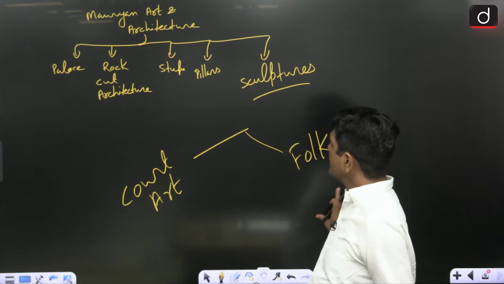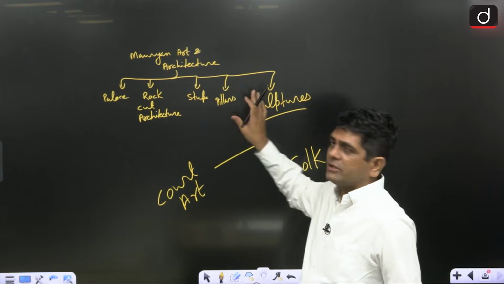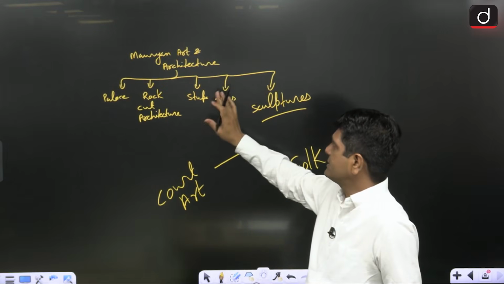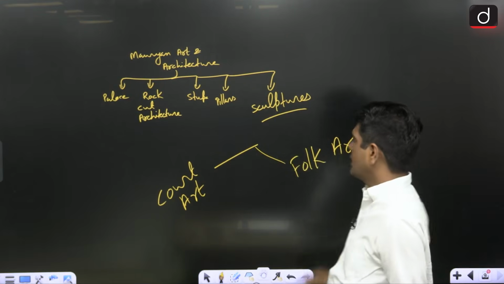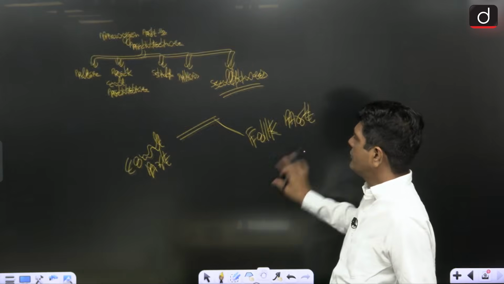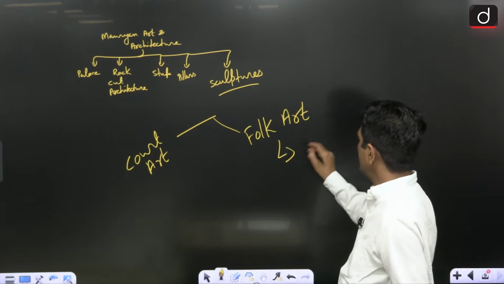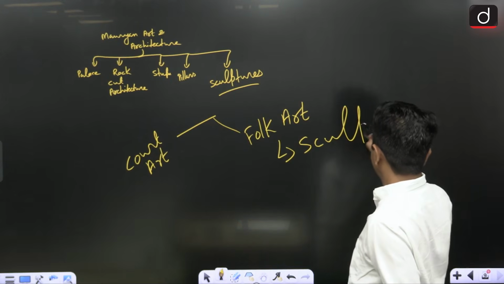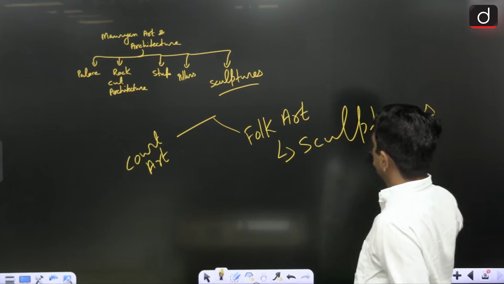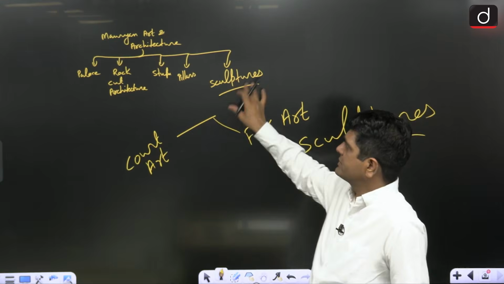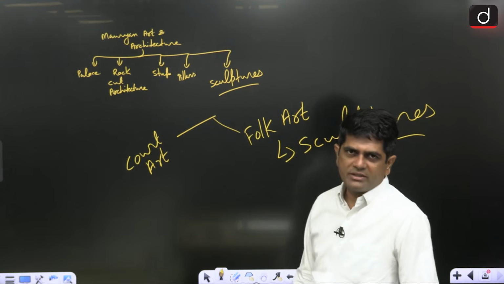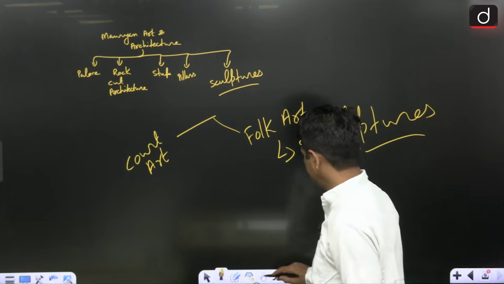So normally all these, the palace, the rock cut architecture, the stupa, the pillars and the sculptures, are examples of the court art. And under folk art, what do we have to study? We have to study about sculptures. Clear? So now let us understand the important elements associated with this Mauryan art and architecture.